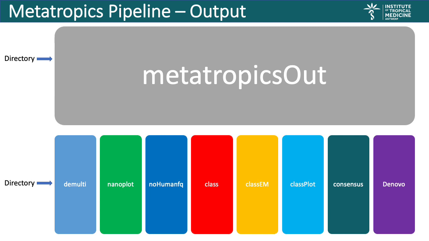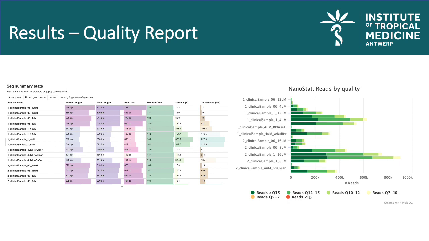The consensus directory has the major consensus sequence for each virus found in the sample. And finally, the de novo folder has the file with the contigs and annotation reports for BLAST and Diamond tools. Here I'd like to show some examples of the results from the pipeline.